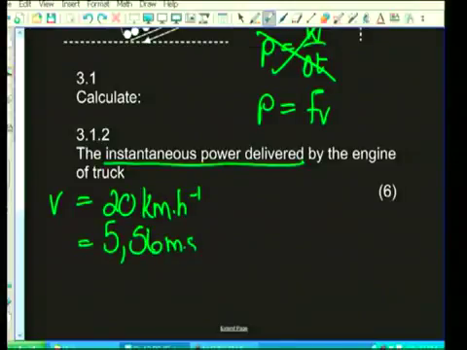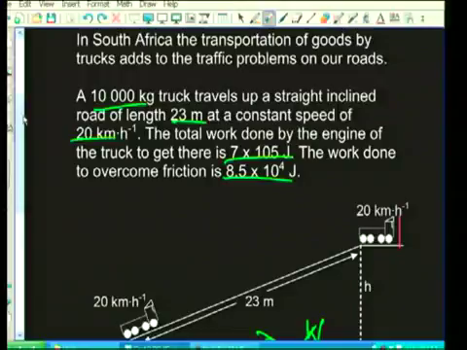5,56 meters per second. Great. I've got the first part of my equation. Yay, very, very happy. Now we need force. They want the power of the engine. What do I know about the engine? I know the work it does. I know it does 7 times 10 to the 5 joules. I know it goes 23 meters.